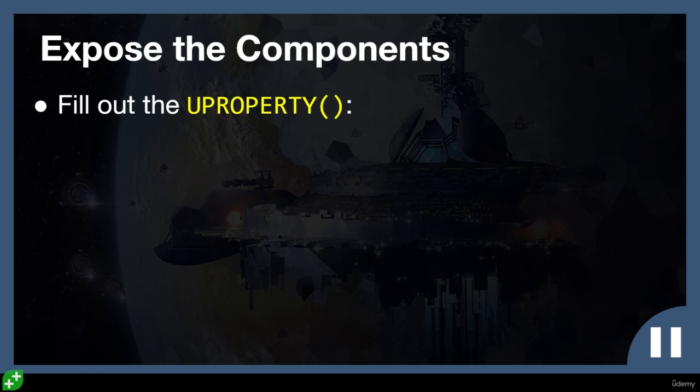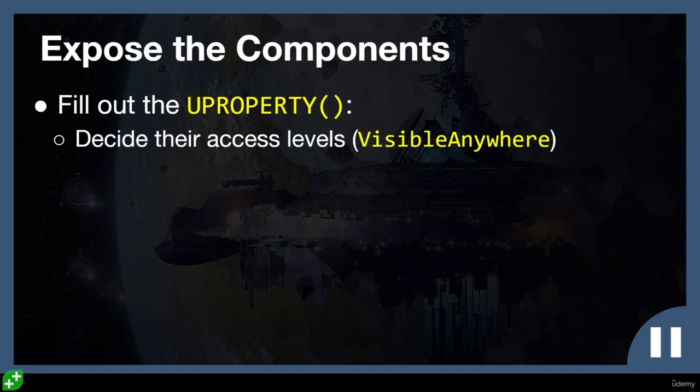fill out the uProperty for the components. Now, decide their access levels. You're going to want VisibleAnywhere for these, because EditAnywhere is not something you want to give to your components. This means you can actually edit that pointer variable, and we don't want to change the pointer. It should always point to the object we constructed in the constructor. But you can also decide whether or not to give them read-write access in the event graph.